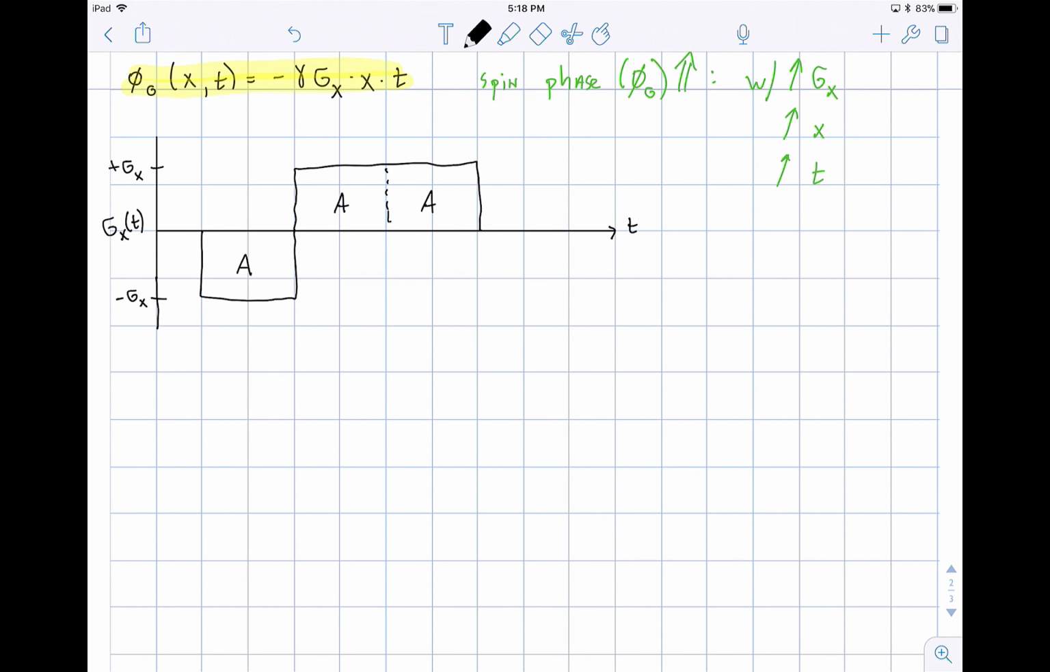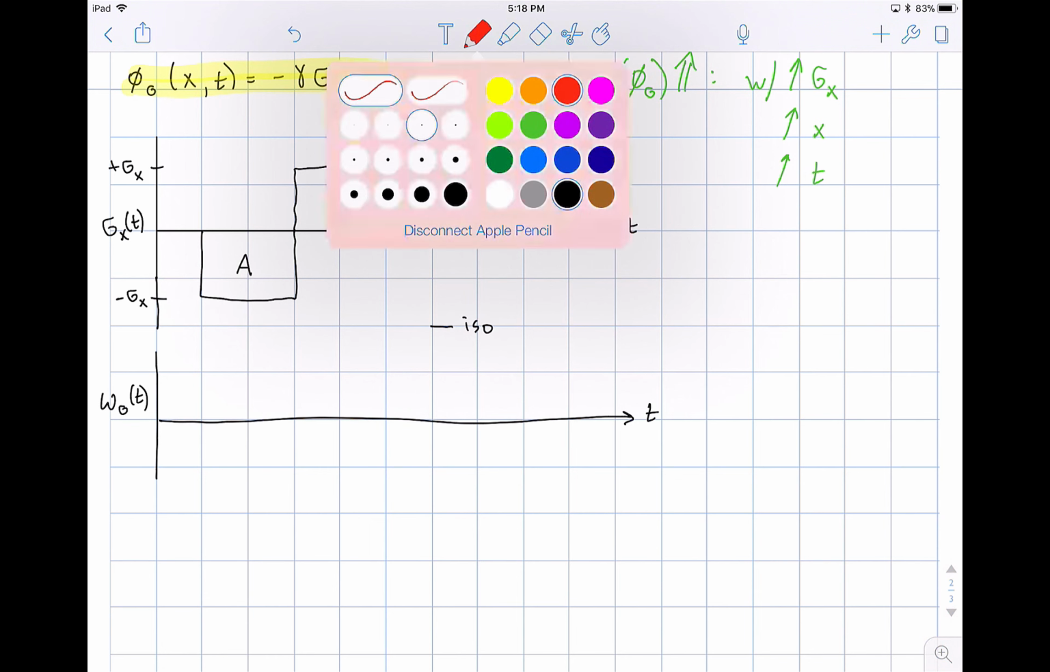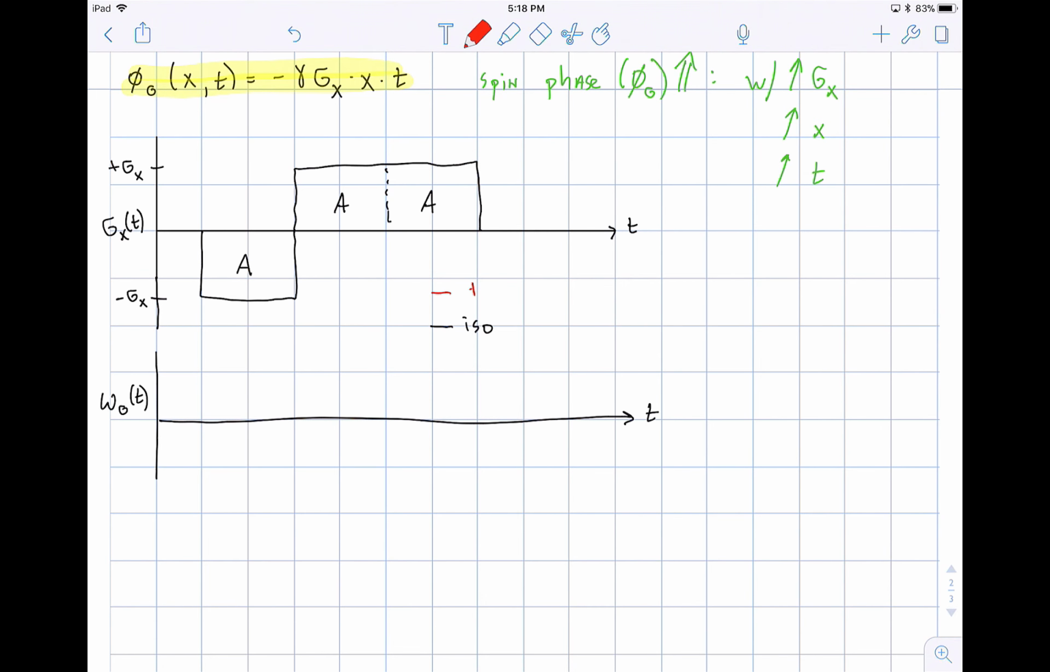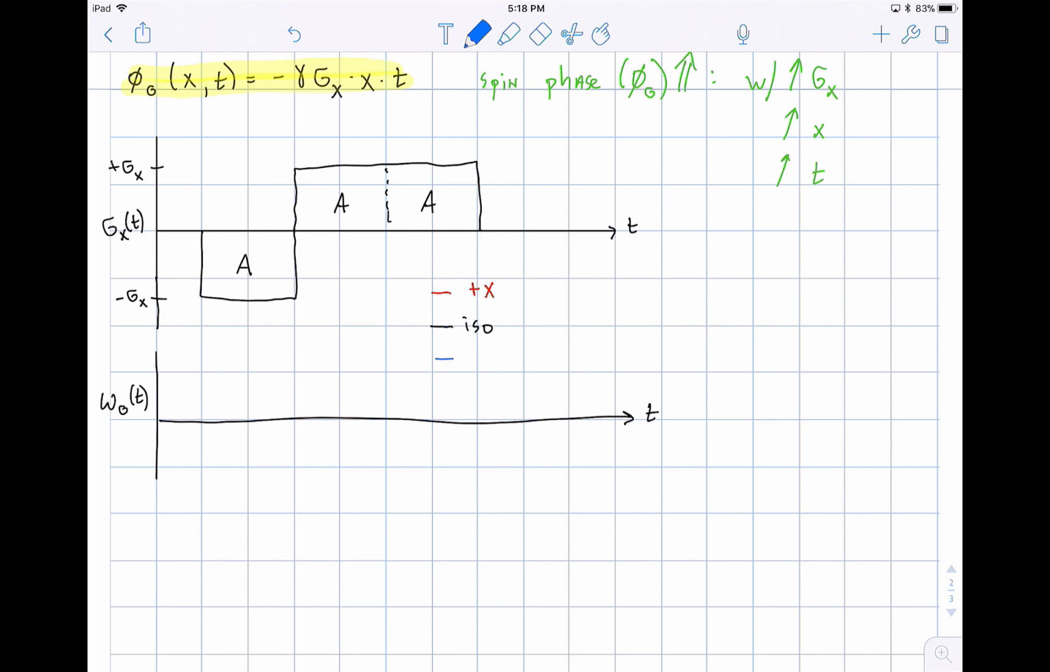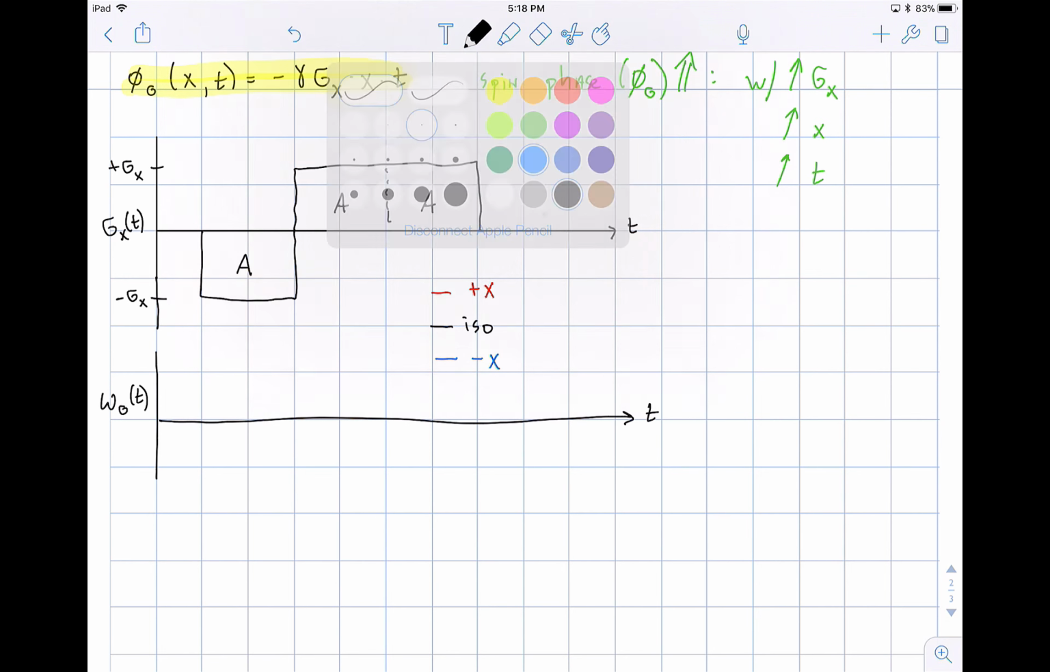Okay. And so underneath this, we'll make a plot that accords with the one that's above it. So as a function of time, what's happening to the precessional frequency from the gradient. And we're going to consider different spins. We'll have one spin that's at isocenter, another spin at some positive x position, and another spin at, say, a negative x position. We'll consider each of these.